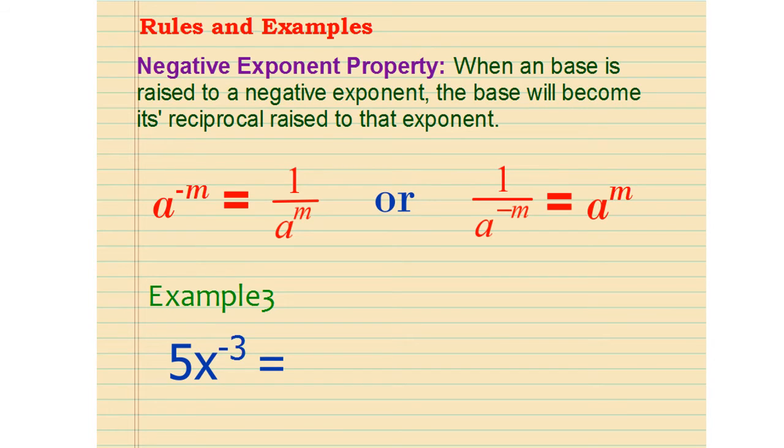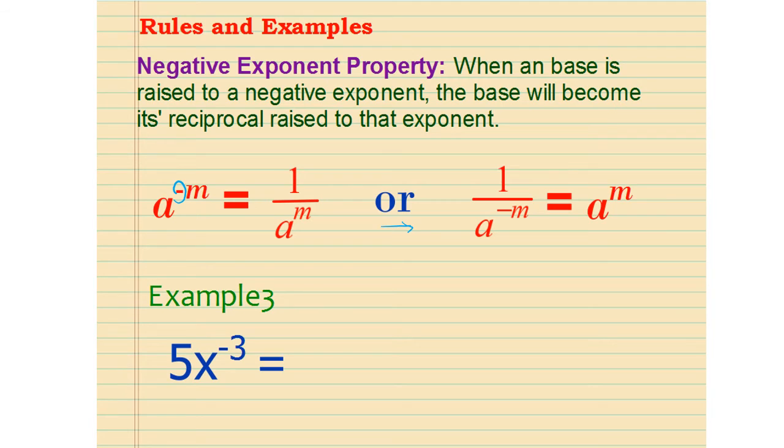This is our next rule, the negative exponent property. When a base is raised to a negative exponent, the base will become its reciprocal, raised to an exponent. So a to the negative mth power is going to be equal to 1 over a to the mth power. The negative in front of the exponent tells us to put the value as a reciprocal.